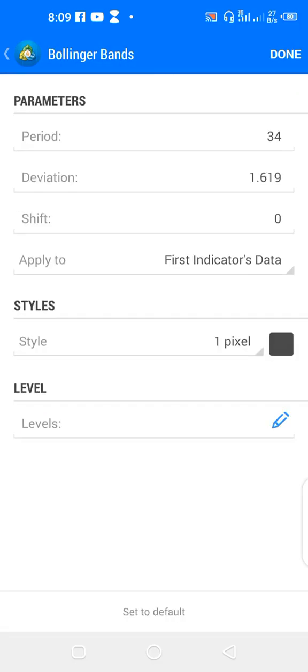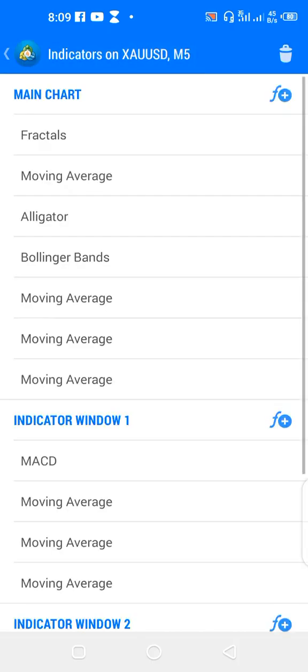And then lastly, we have Bollinger Bands. Period to be 34. Deviation is 1.619. Shift is 0. Apply to first indicators data, color is black.